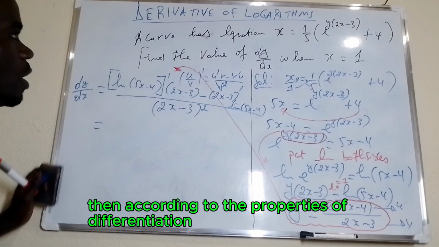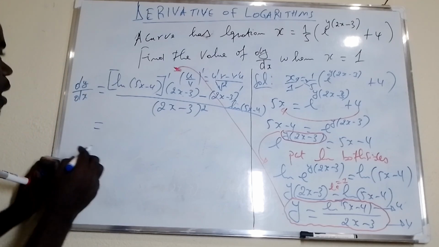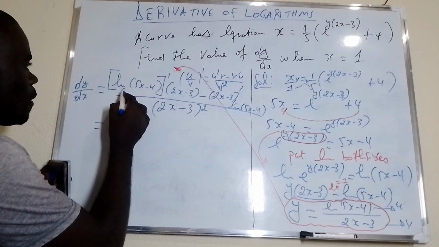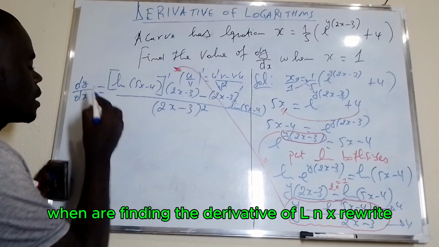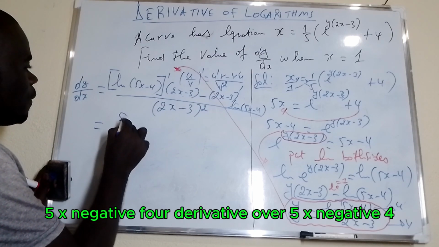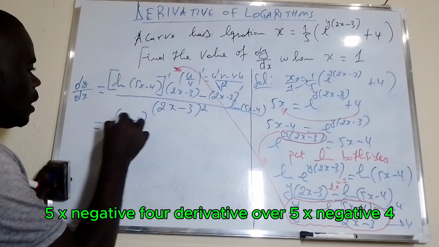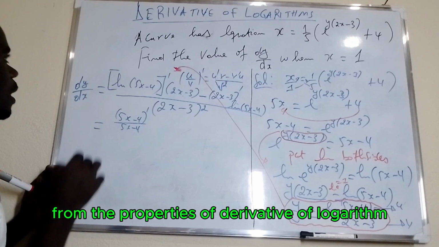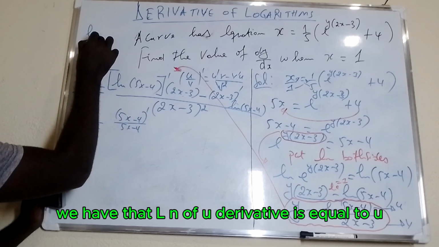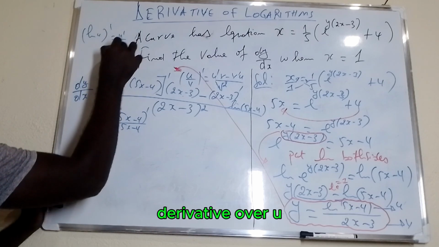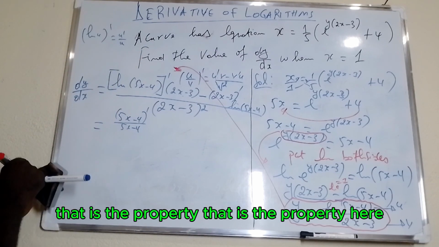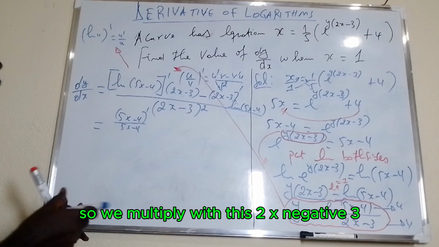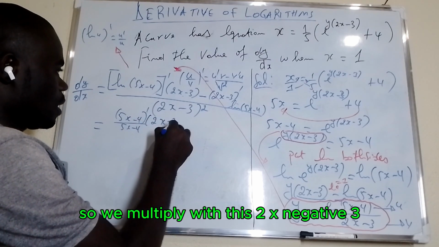Then, according to the properties of differentiation that we have seen in the previous video, when we're finding the derivative of ln, we write the derivative of 5x - 4 over 5x - 4. From the properties of the derivative of logarithm, we have that the derivative of ln u is equal to u derivative over u. That is the property here. So, we multiply with this 2x - 3.